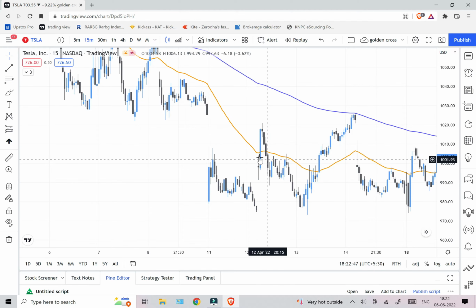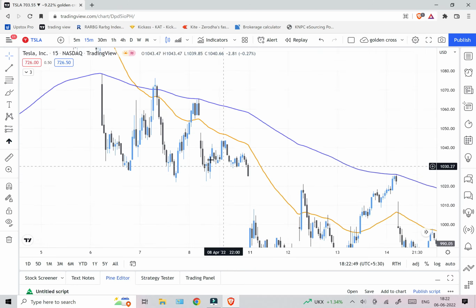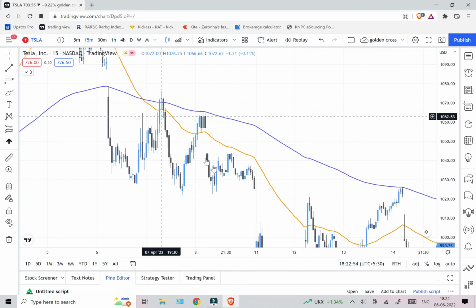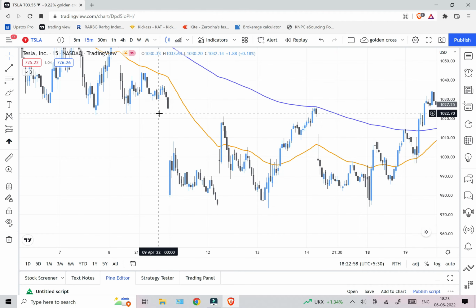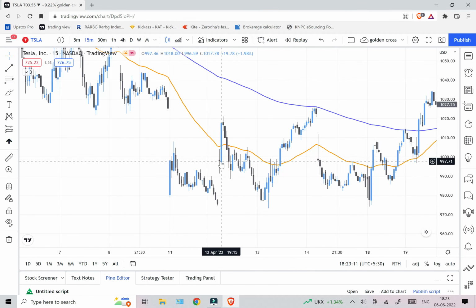So over here, when 50 cuts 200, the market fell, right? That is a bearish signal. But in this case, how the traders are going to make money is that they are going to buy. Now, how they are going to buy is that over here, this is a strong bullish candle. If you have seen my previous videos, you will know this is a strong bullish candle. So you are going to buy over here.